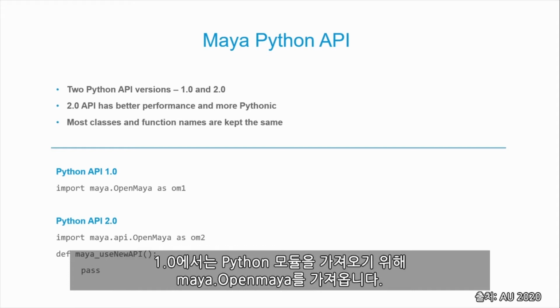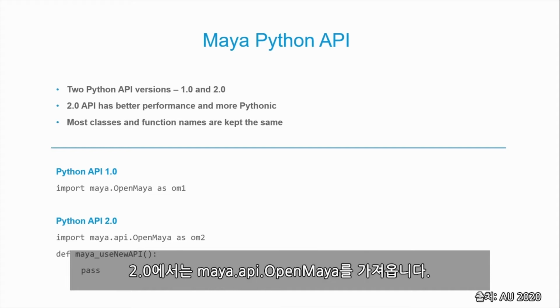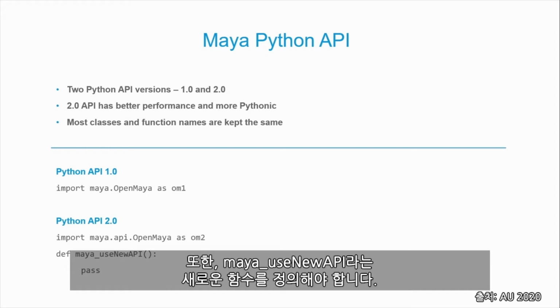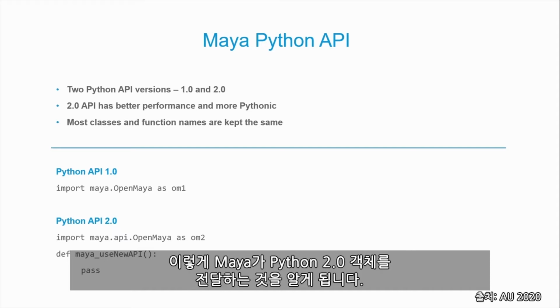For the 1.0, to import a Python module, you do import maya.OpenMaya. And for 2.0, you do import maya.api.OpenMaya. And you also have to define a new function called maya_useNewAPI. This way Maya will know to pass in Python 2.0 objects.